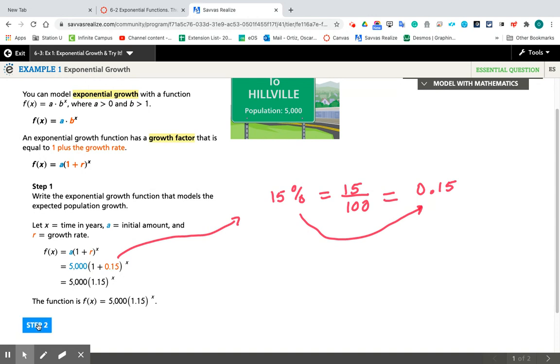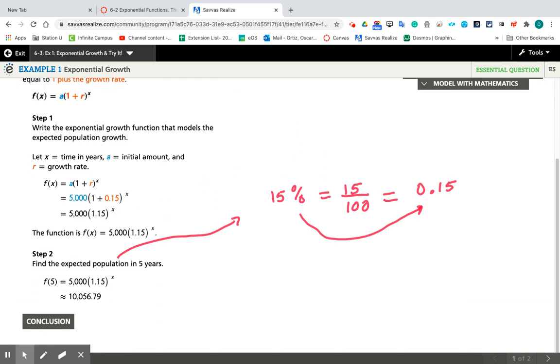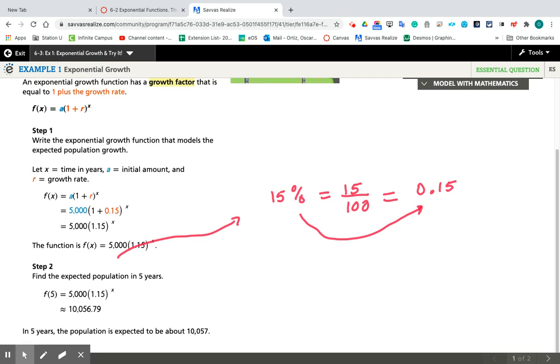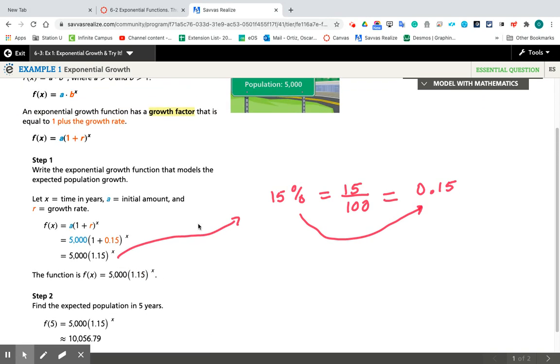And step number 2, if we want to calculate the population after 5 years, all we have to do is replace the value of x. So that means we are replacing this by 5. We'll use our calculator and we'll get our answer. So this is how many people will be there in 5 years. All right, so that is example 1.